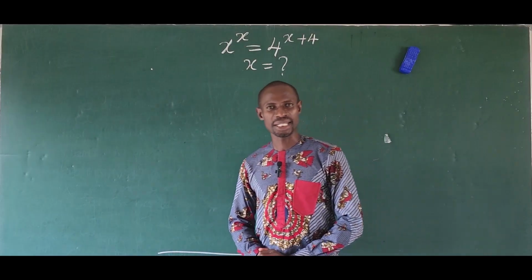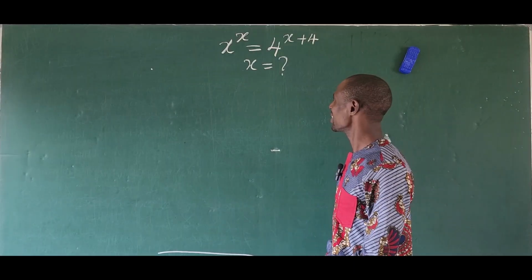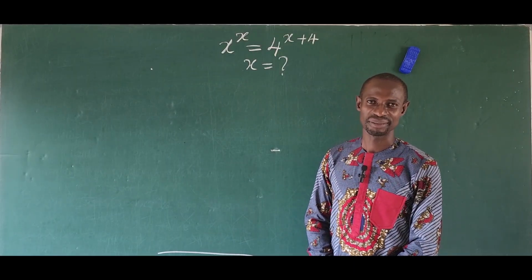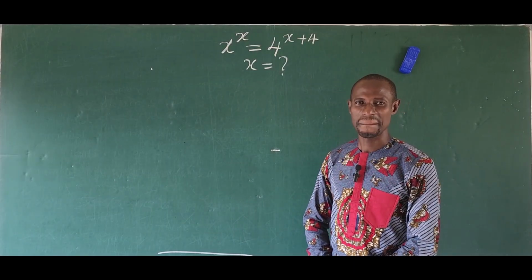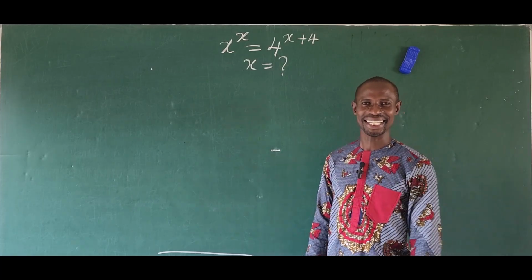Hello and welcome to today's math class. We have a nice exponential challenge here. The question is x to the power of x equal to 4 to the power of x plus 4. What then is the value of x that will satisfy this challenge here?